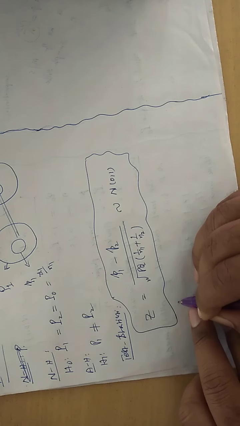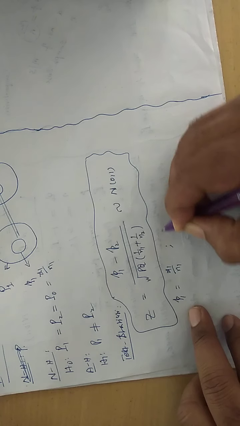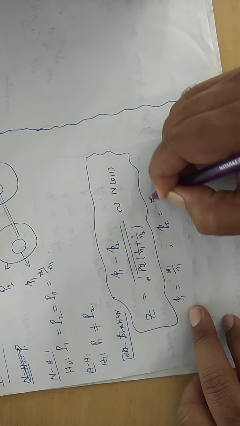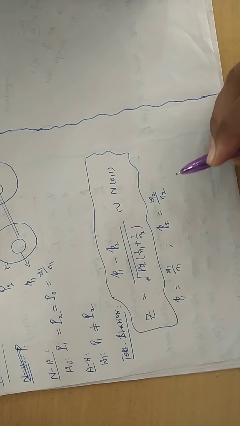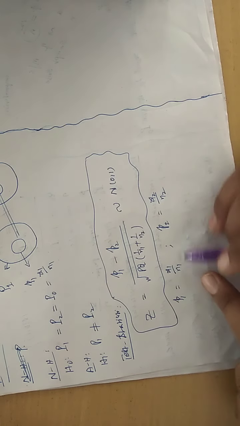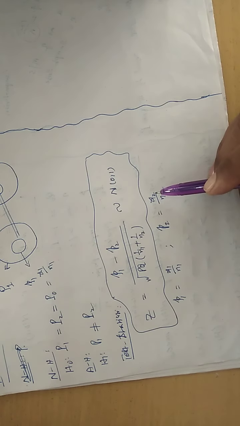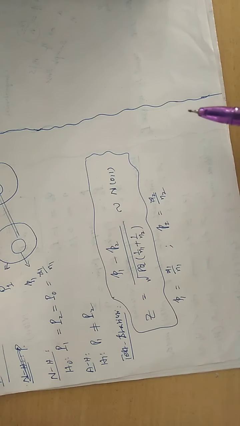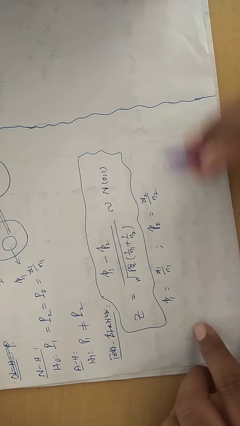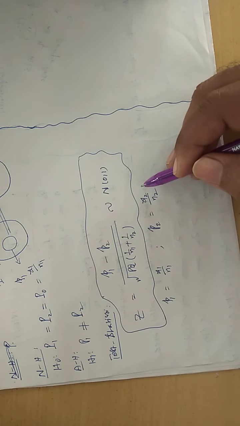Now here, what is small p1? Nothing but x1 by n1. What is small p2? x2 by n2. Where n1, n2 are the sample sizes, and x1, x2 are the number of people who are willing to have that particular service, or the number of successes. Technically speaking, the number of successes in the first sample, and the number of successes in the second sample.